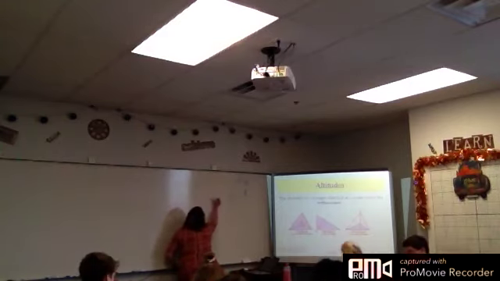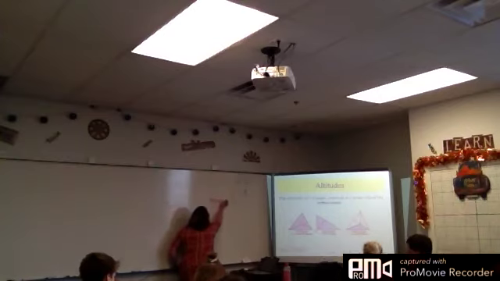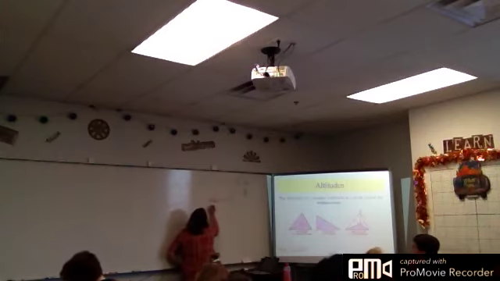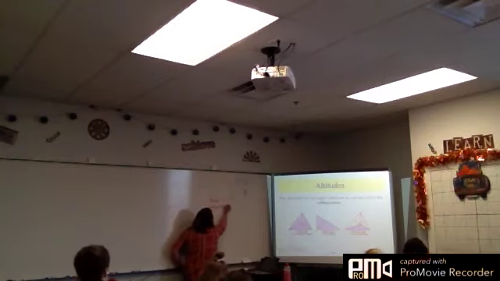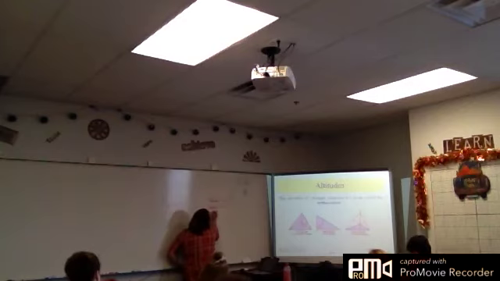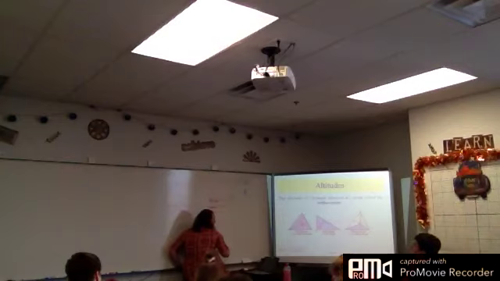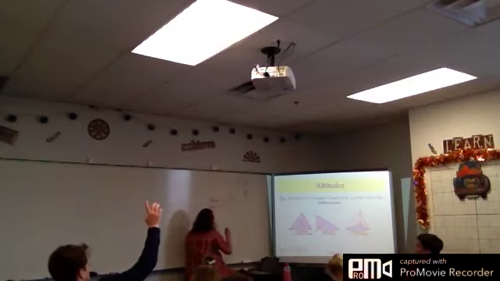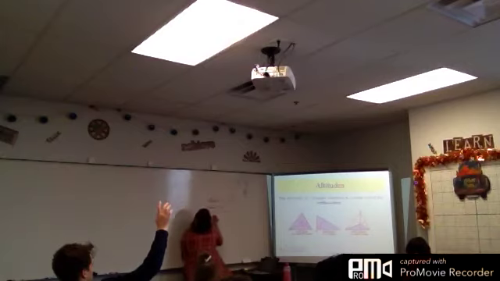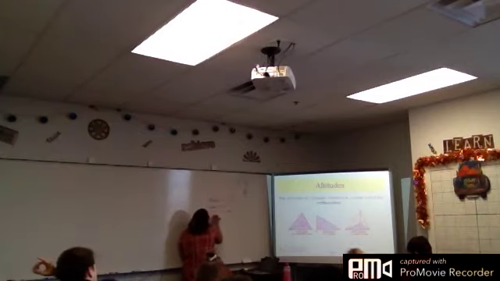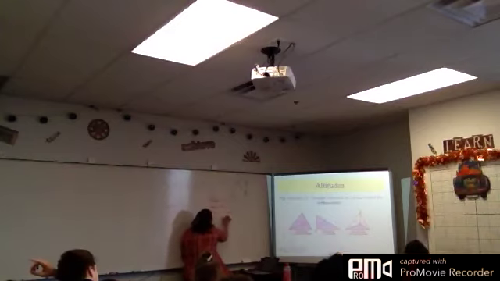Okay, so orthocenters go with altitudes. Then you have medians, what do medians go with? Centroid. What do perpendicular bisectors go with? The circumcenter. And what do angle bisectors go with? Incenters.